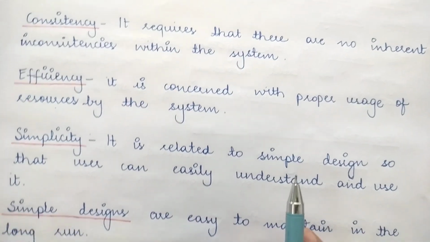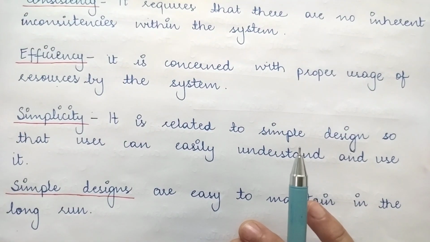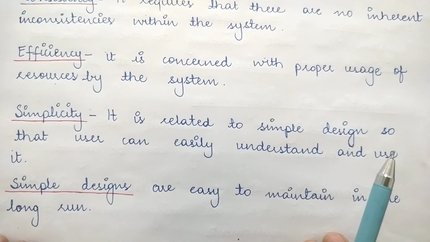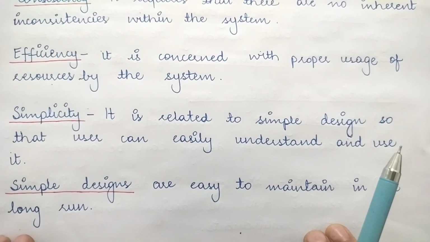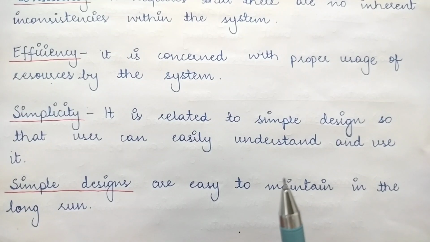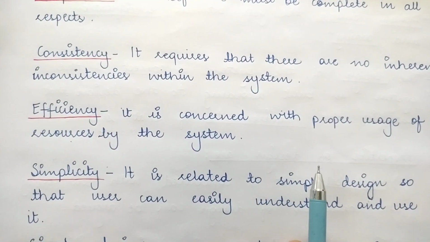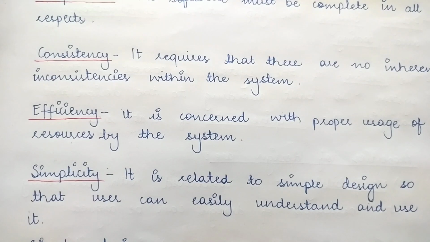Simple designs are also easy to maintain in the long run, because maintenance of simple designs is easier. Whatever changes would be required in the future would be easily done if the design is simple, as compared to a complex design, maintaining which would be comparatively difficult. So this is all about system design and the properties of a desirable system design.